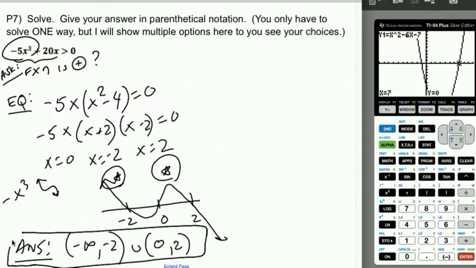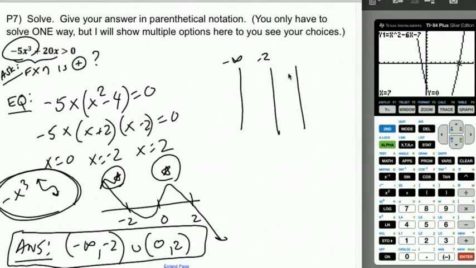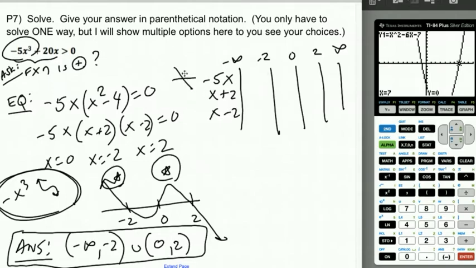The other option, again, involves this knowledge. If you have that knowledge, it's great. If you don't have that knowledge, you have other options. So if I choose to make the more traditional sign chart, my factors are -5x, x plus 2, and x minus 2. -5x is a line with a negative slope, which means it goes backwards. So at 0 it's going to be above the axis, cross 0, and then be below the axis. The other two are lines with positive slopes.